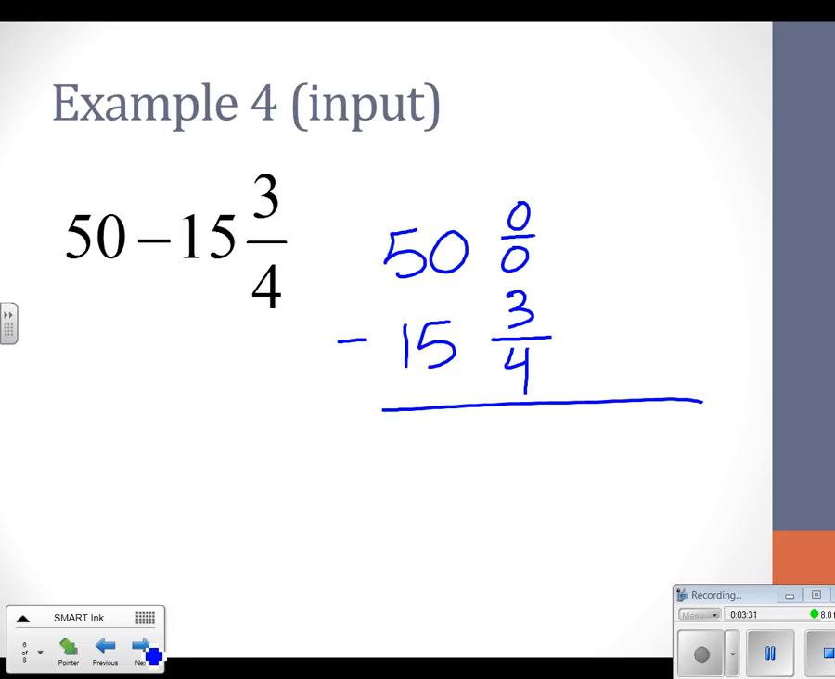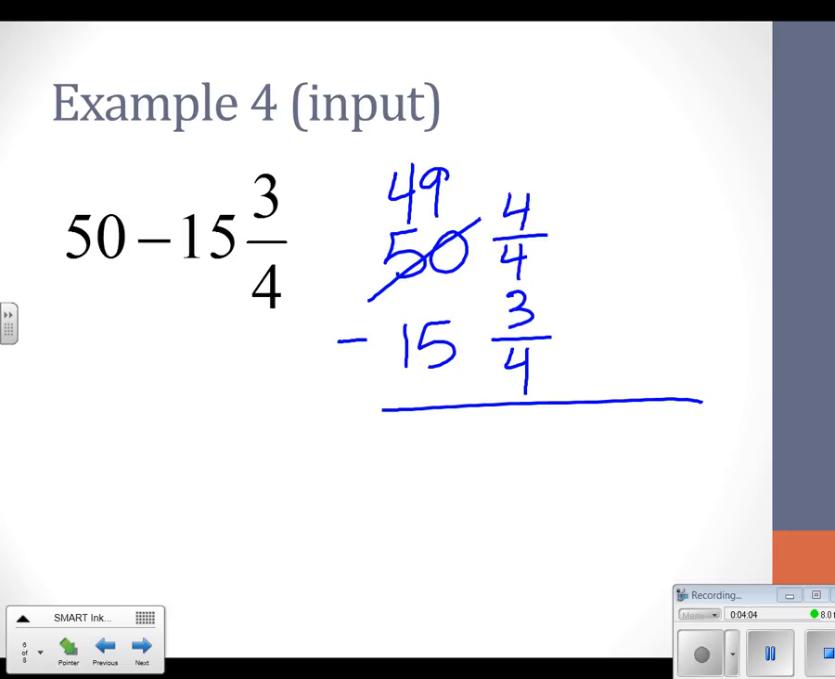So what happens in this problem, this should be review for you guys, you have to borrow one whole from the 50, so that's going to turn into 49. Now 1 can be represented an infinite number of ways. We could have 1 over 1, you can have 2 over 2, you can have 3 over 3, 11 over 11, 12 over 12. Well, we know we want this top fraction to have a common denominator with our second one. So we're going to change it into 4/4.